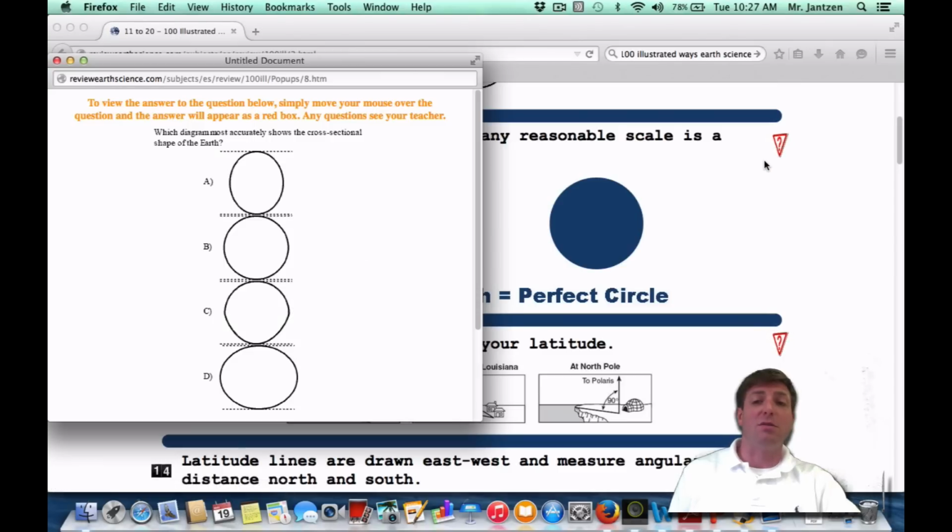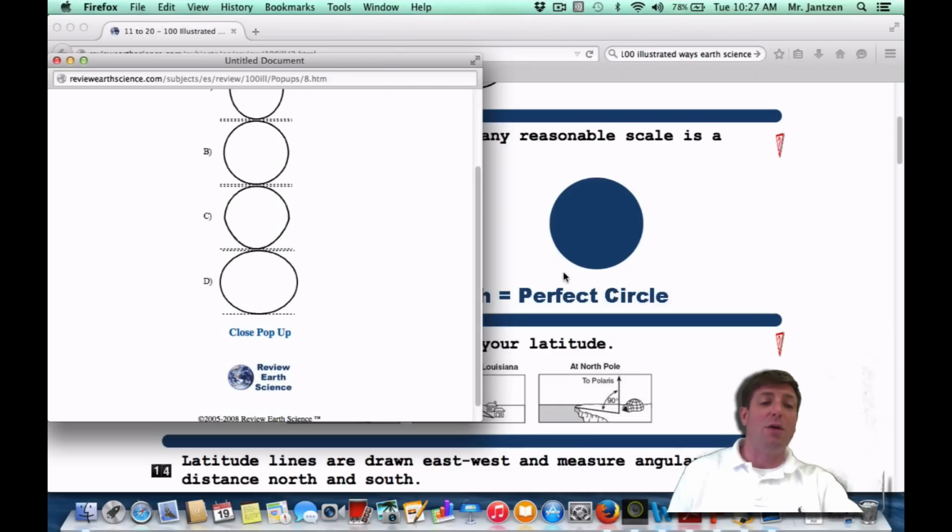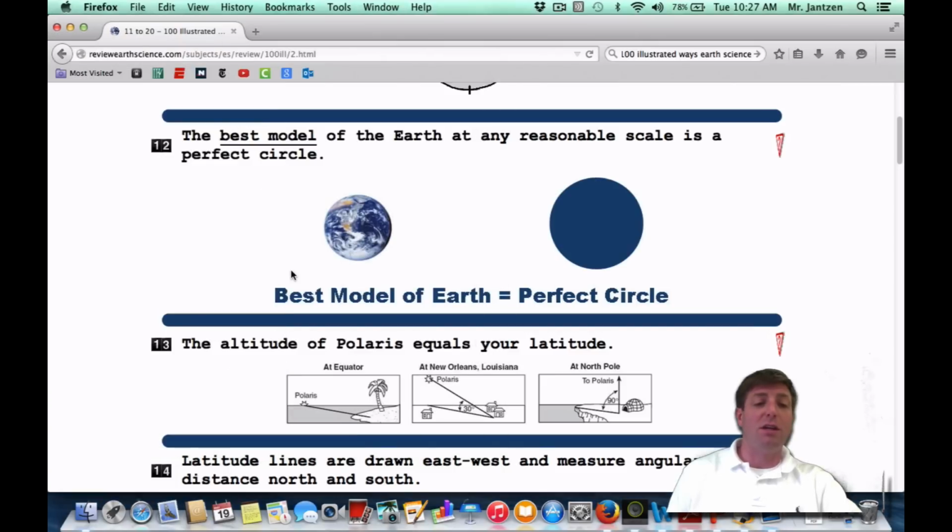If you're going to see this as a Regents question, this is a classic question: which diagram most accurately shows the cross-sectional shape of the Earth? A lot of students are going to pick choice D, but that would be incorrect. You want the one closest to a perfect sphere, and that would actually be choice B, because it's so close to a perfect sphere. Okay, number 13. Oh, one of my favorites.